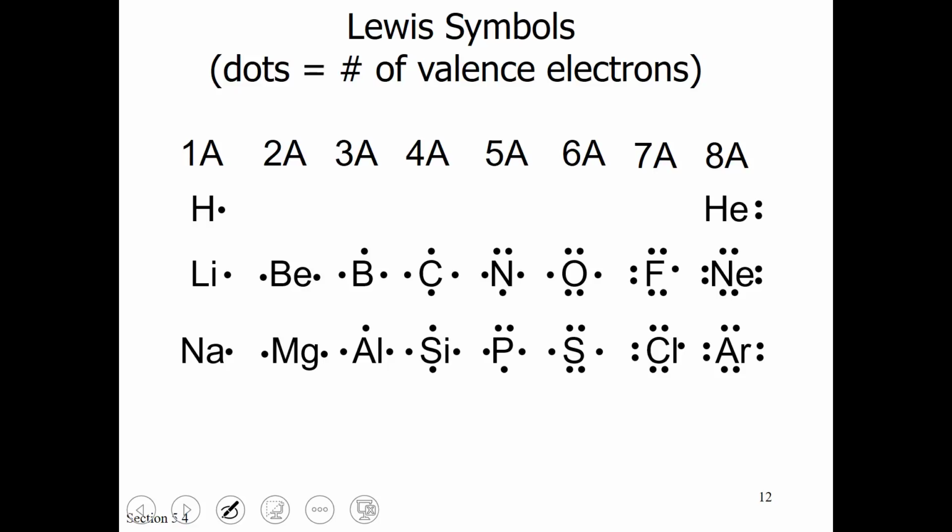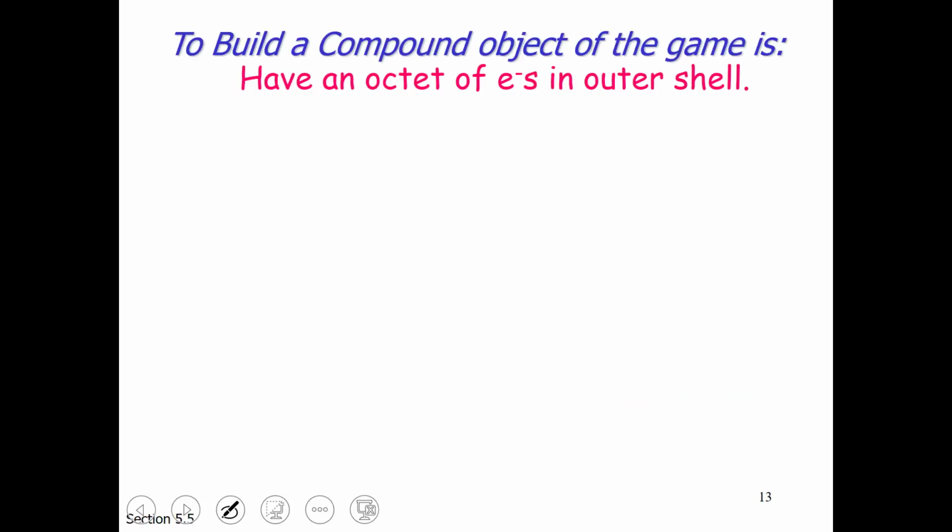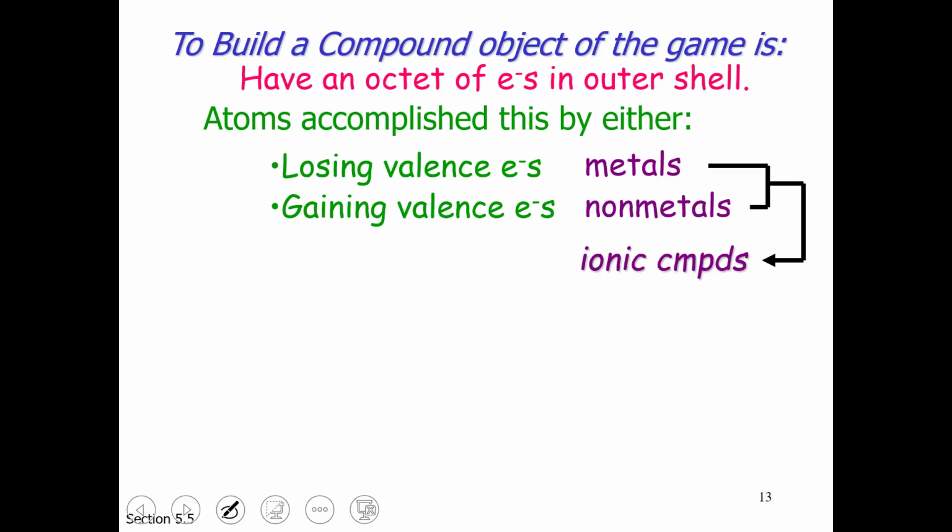So really what we're more interested in here is the nonmetals right here and knowing how many valence electrons are available to bond. So when you try to build a compound, the object of the game is to have an octet of outer electrons in the shell. So one way to do this is to make an ionic compound. And in this way, metals are going to lose valence electrons, nonmetals are going to gain valence electrons, and both will become isoelectronic with a noble gas, which has 8 electrons in the outer shell, except for helium.